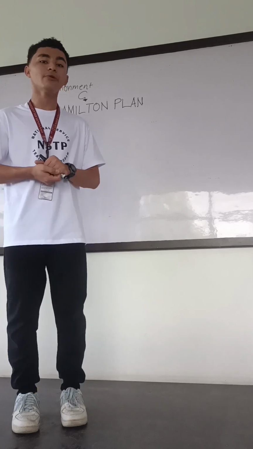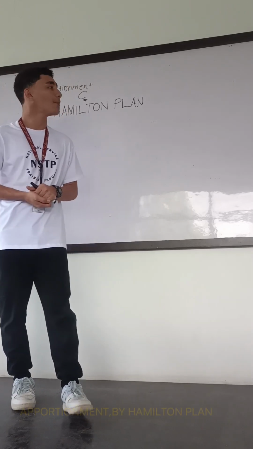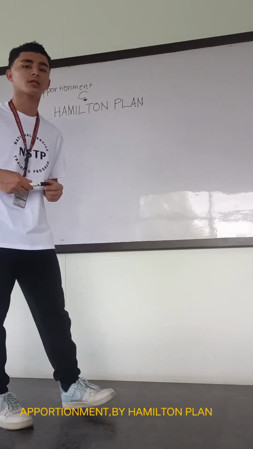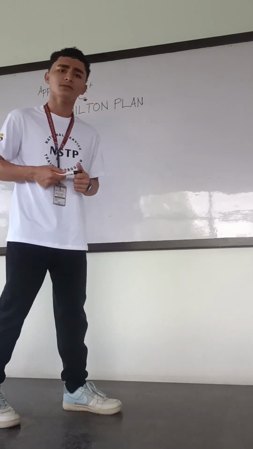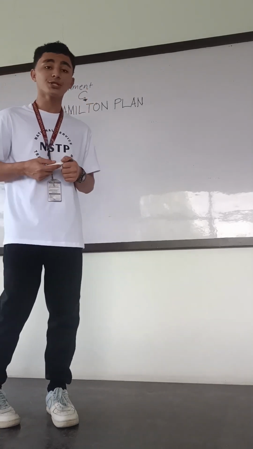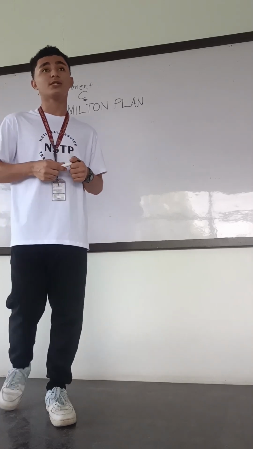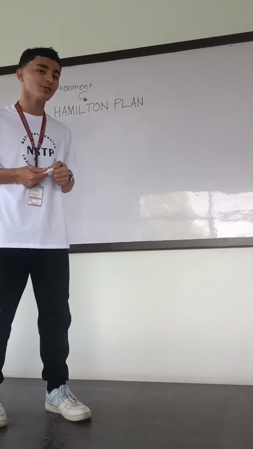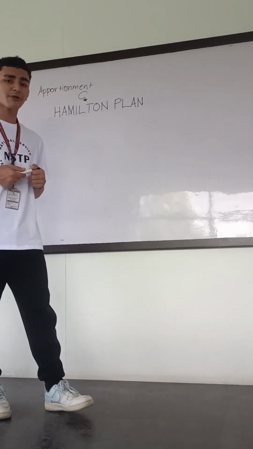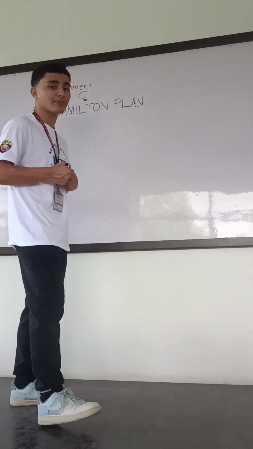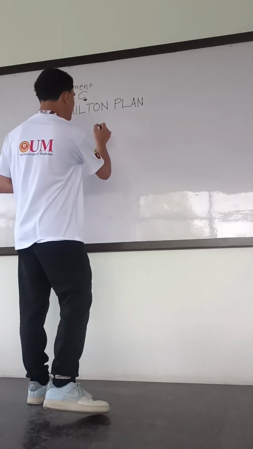So I will be discussing today the topic of apportionment by the Hamilton Plan. This apportionment with the Hamilton Plan was first discovered by Alexander Hamilton. Its first proposal was approved by the U.S. government in the year 1790.